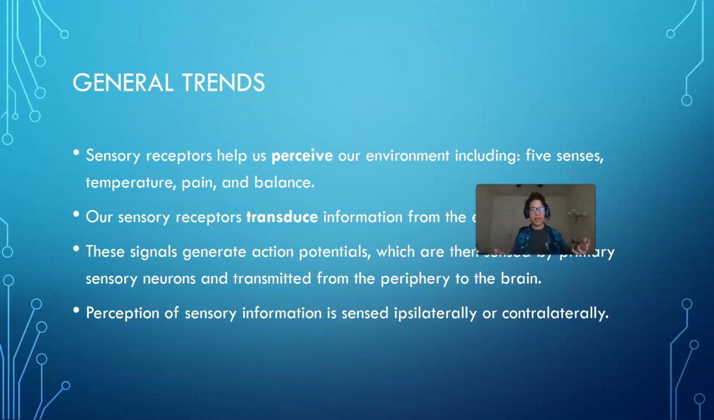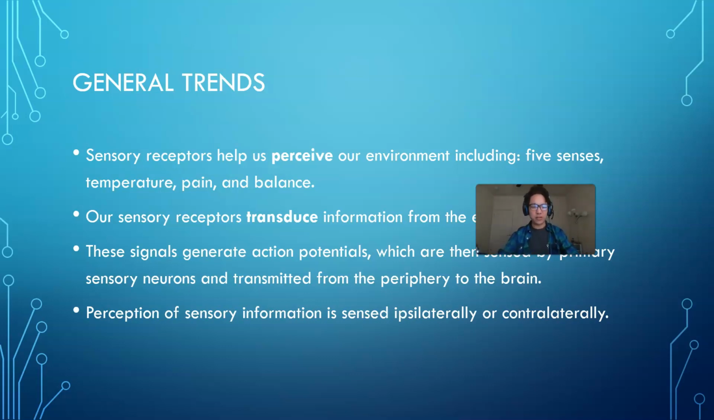So, some general trends I'd like you guys to follow with me through this PowerPoint are that sensory receptors help us perceive our environment, including our five senses, as well as temperature, pain, and balance. Our sensory receptors transduce information from the environment, and importantly, transduce means the conversion of stimulus energy into information that can be processed with the nervous system. So that's what transduction is.